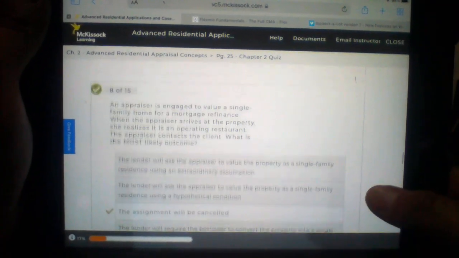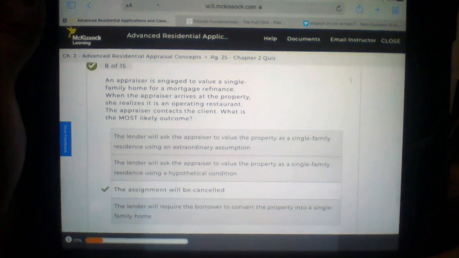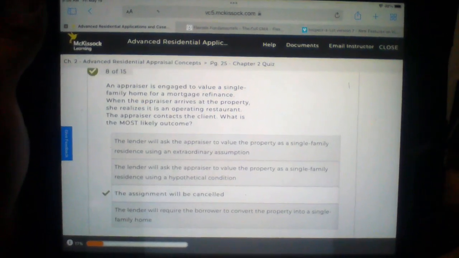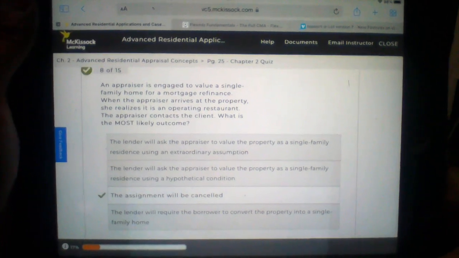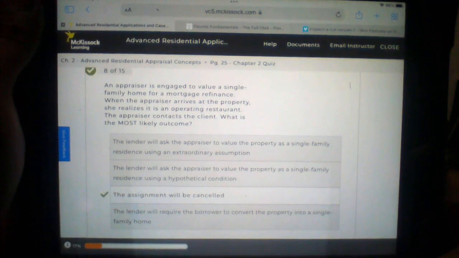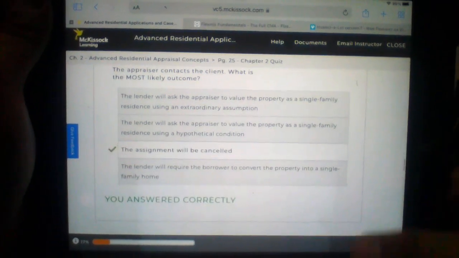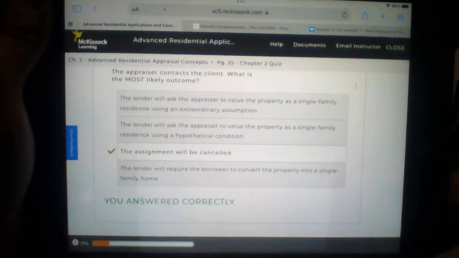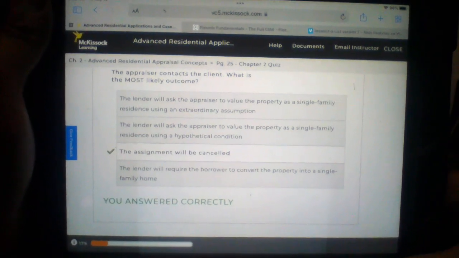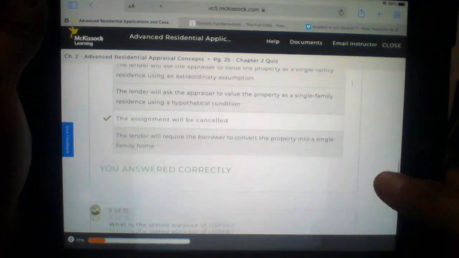I'll be damned. Number 8, an appraiser is engaged to value a single-family home for a mortgage refinance. When the appraiser arrives at the property, she realizes it is an operating restaurant. The appraiser contacts the client. What is the most likely outcome? You said the assignment will be canceled, and that was correct.